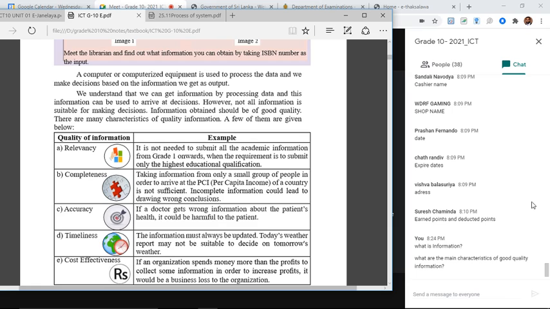What are the main characteristics of good quality information? How you can find out the quality information with the help of this one. It must be relevant.